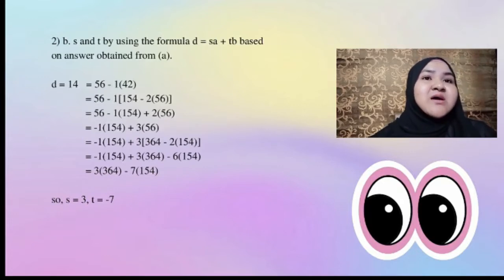Then repeat the same process as before by replacing the value of 56 in bracket with 364 minus 2 times 154, and solve it: negative 1 times 154 plus 3 times 364 minus 6 times 154, until we get the value of S and T: 3 times 364 minus 7 times 154. So the value of S is 3 and the value of T is negative 7.